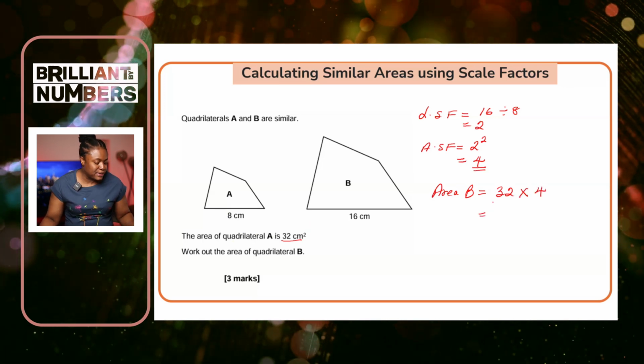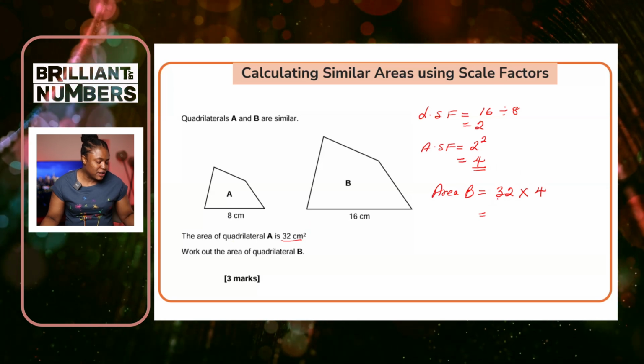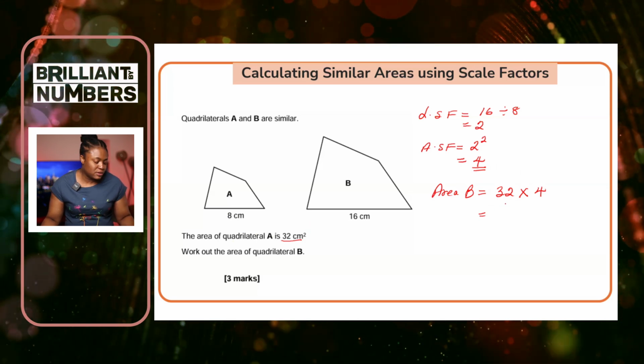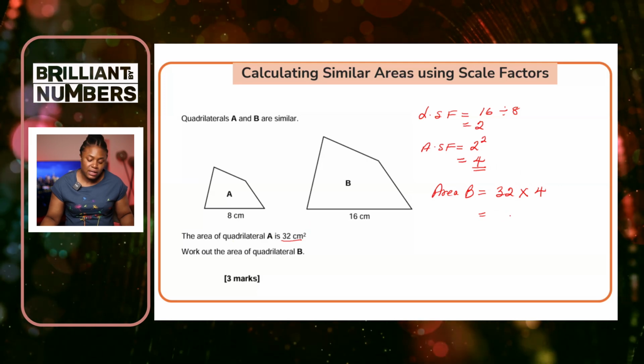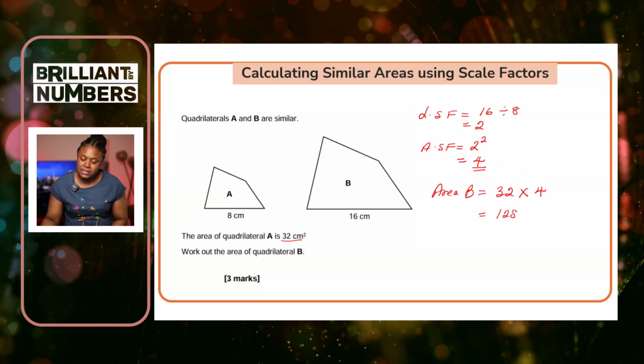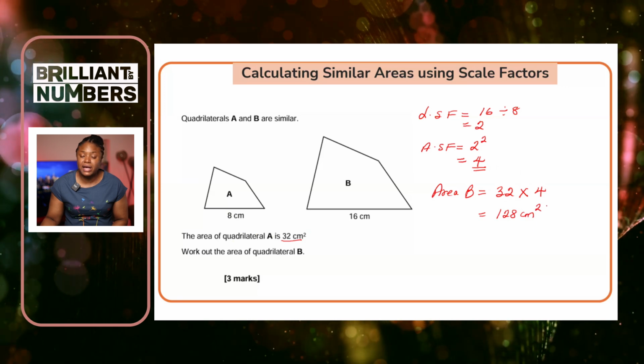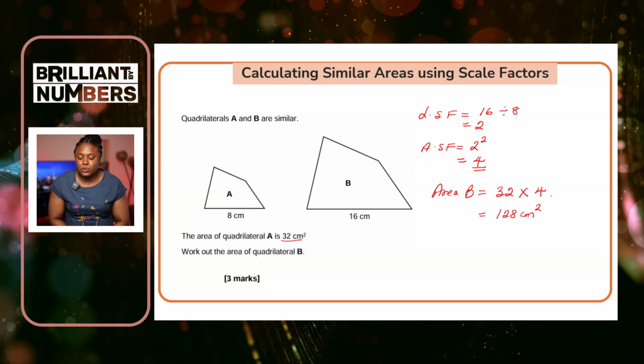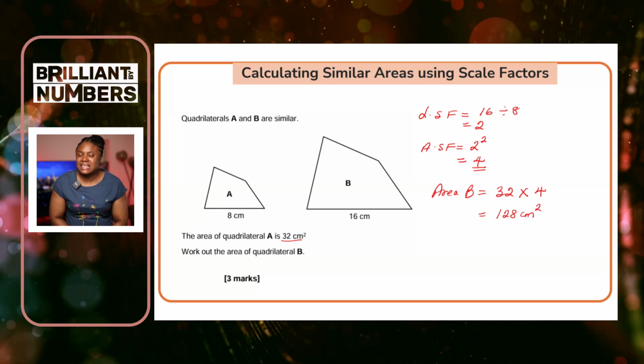I'm just going to quickly put that in my calculator. So 32 times 4 is 128. And remember, the unit for area is squared. So it's 128 centimeters squared. Absolutely brilliant. You can see a very easy 3 marker there. So we go to our next question.